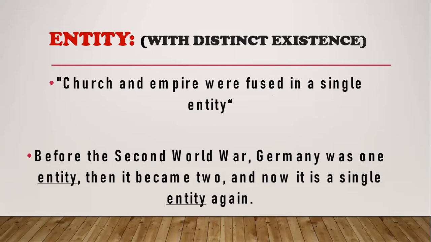How about the second one? Before the Second World War, Germany was one entity, then it became two, and now it's a single entity again. So this is a clearer example, right? If you didn't get it at the beginning. Some companies fuse and then separate, becoming one entity, or becoming two from just one. It's interesting. You can use this word.